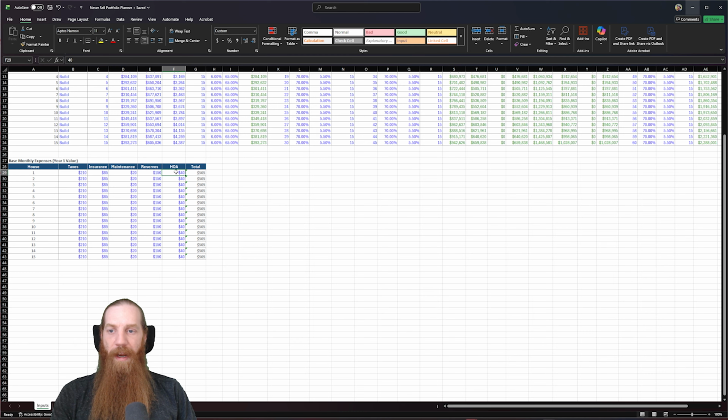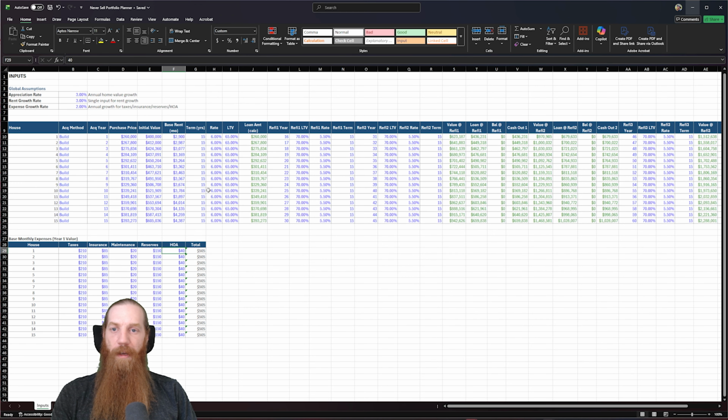And then HOA, my area, my town that I build in does have HOA for all the neighborhoods in this town, and it's the same HOA for all of them. It's a very small town in the mountains of Wyoming, but basically $40 a month is the HOA cost here. So I threw that in there as well. And that gives us a total of just over $500 a month in expenses.